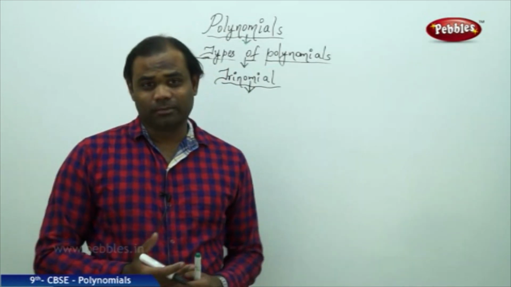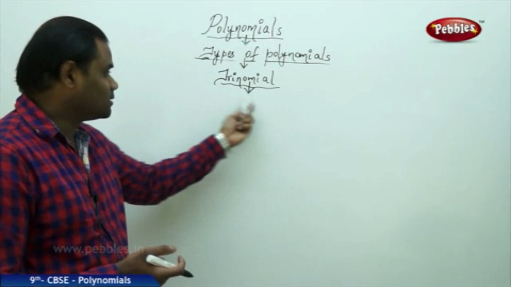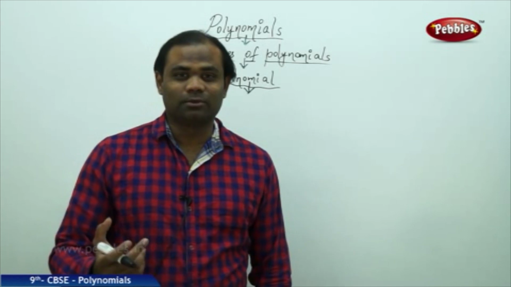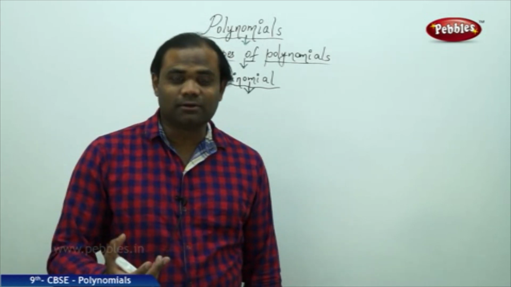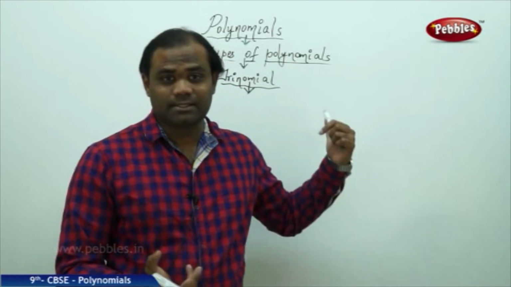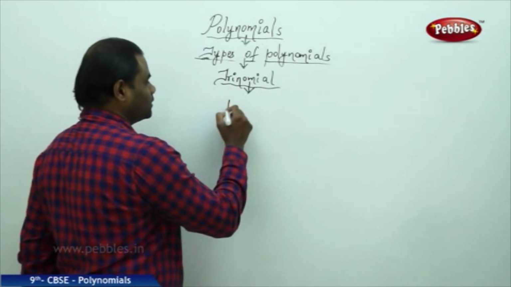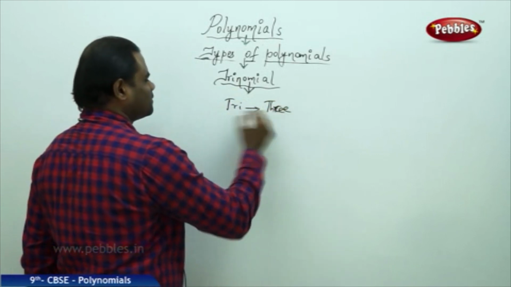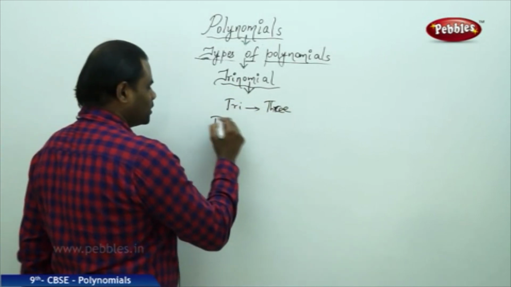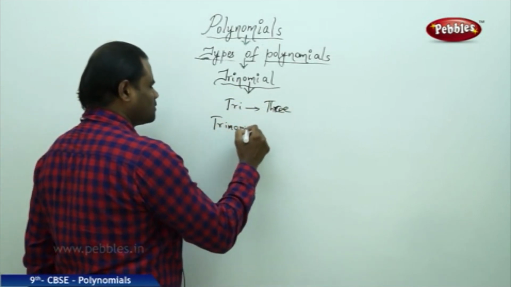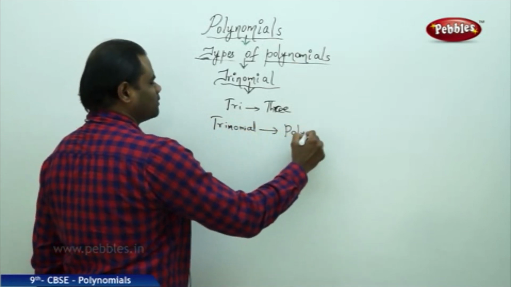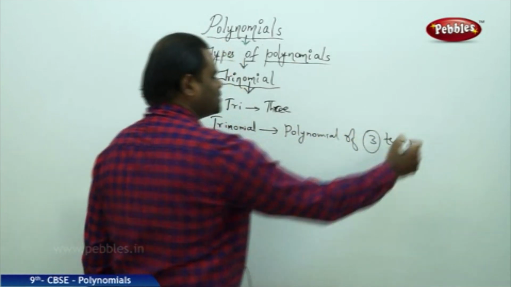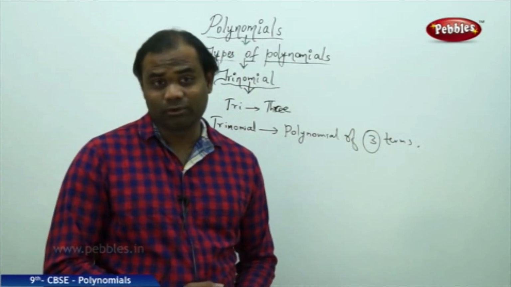The next type of polynomial which we are going to discuss in the session is trinomial. Monomial, a polynomial of one term; binomial, a polynomial of two terms; trinomial, a polynomial of three terms. It's as simple as it is written out here. Trinomial. Tri refers to 3, and hence trinomial is a polynomial of 3 terms. This is how we understand the definition of a trinomial.